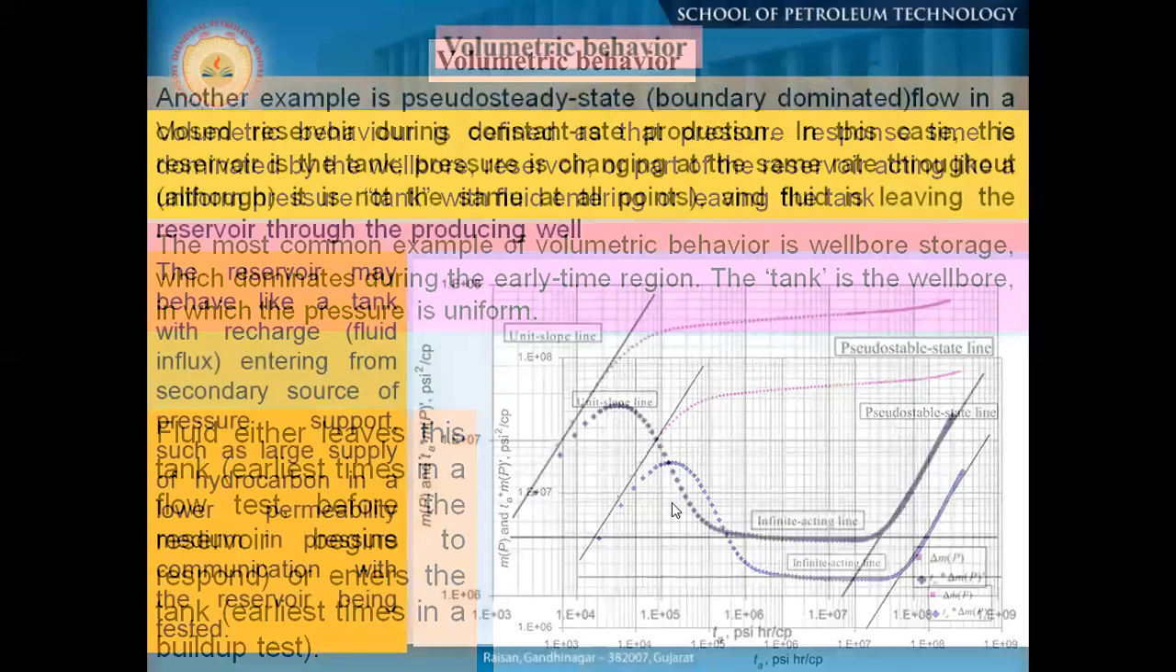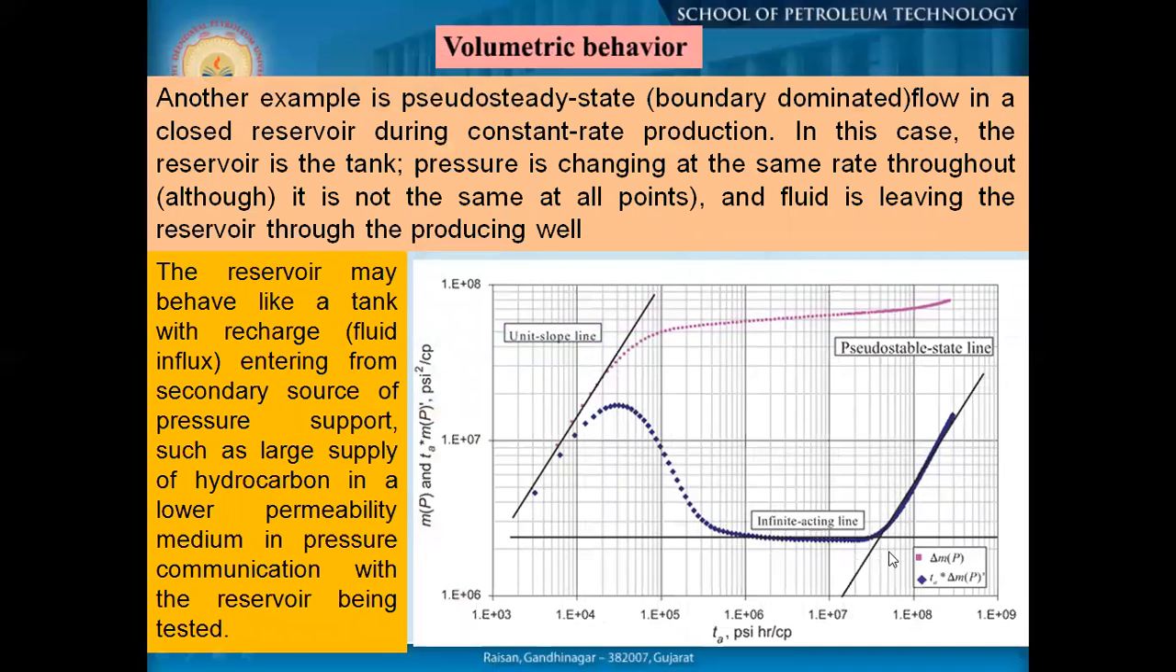Now, for volumetric behavior, you see the second straight line here is also the same. Another example is pseudo steady state boundary dominated flow in a closed reservoir during constant rate production. In this case the reservoir is a tank, that means the whole reservoir is considered to be a tank. Now, at the boundary there is no support, that is called pseudo steady. That means at a specific rate the pressure will decrease, there is no support. The pressure is changing at the same rate throughout, though it is not the same at all points, and fluid is leaving the reservoir to the producing well.